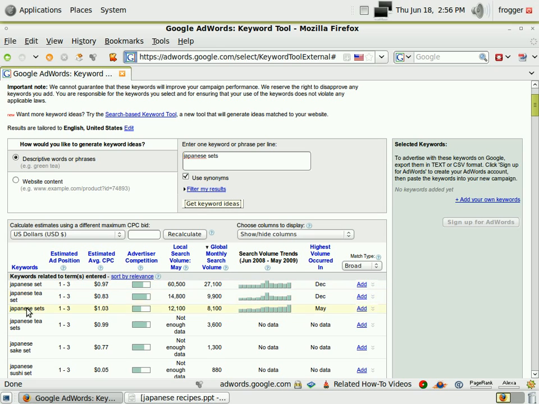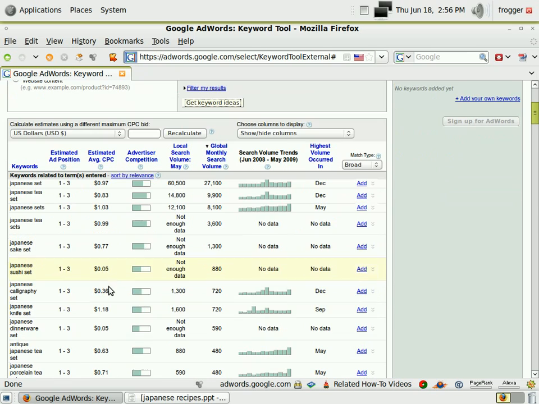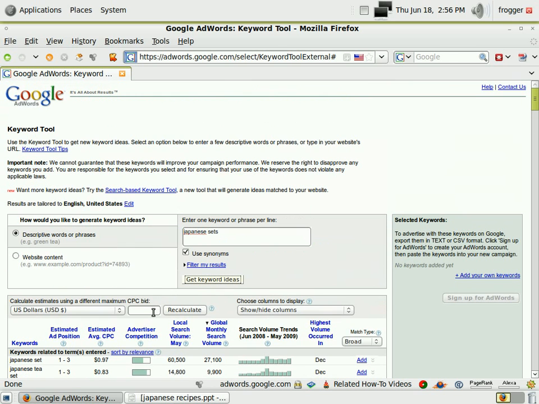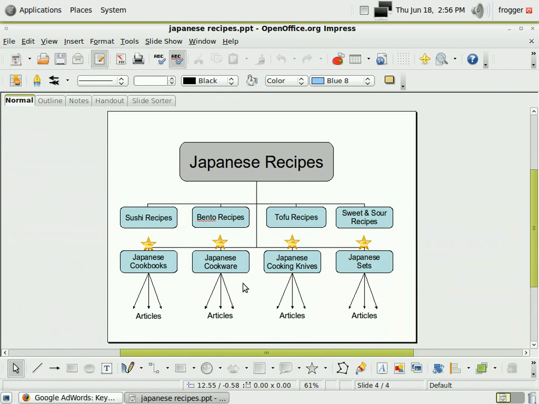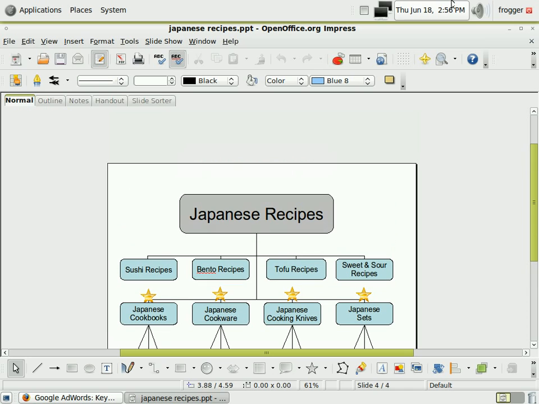And then we've got tea sets. We've got a whole bunch of different types of sets that we can target, and some of them are more expensive, some of them are a little bit more and a little bit less. Got Japanese knife set. That'll probably go under Japanese knives. And I think I covered them all. So that's what we're looking at.